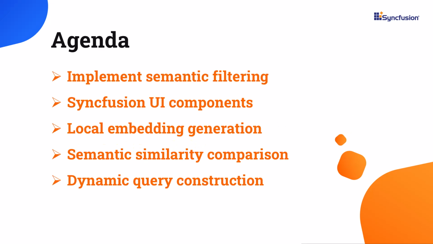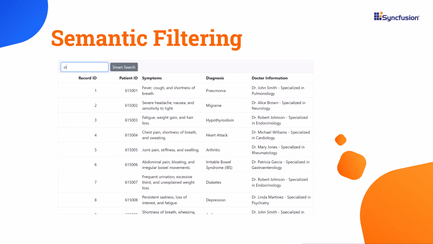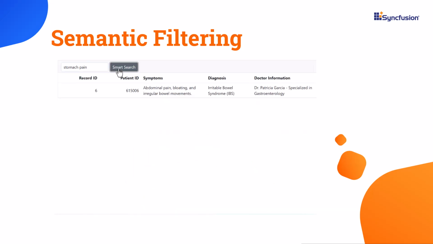In this video, I will show you how to implement semantic filtering with local embedding in Blazor DataGrid using Syncfusion UI Components, local embedding generation, semantic similarity comparison, and dynamic query construction. Semantic filter enables you to filter data based on meaning rather than matching exact text, and makes your data grid smarter, more intuitive, and user-friendly.